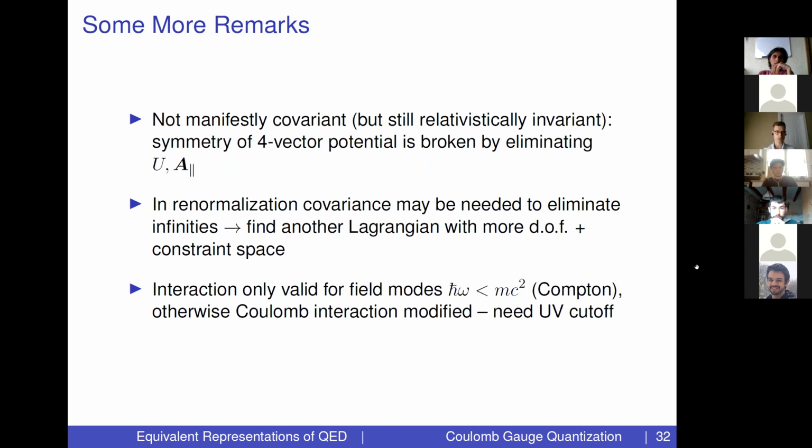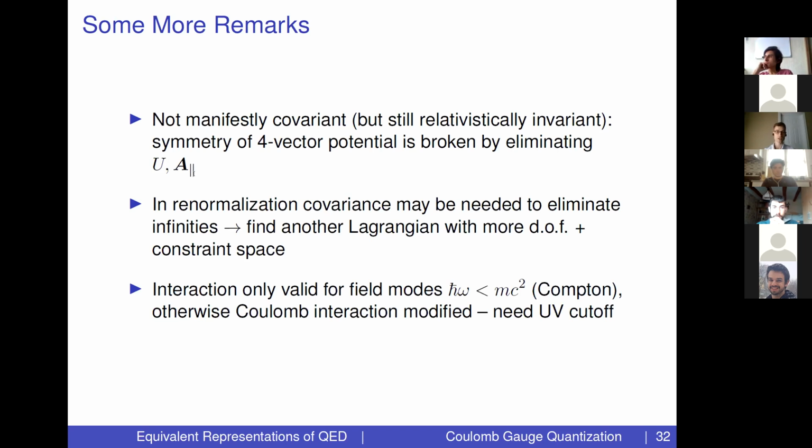And a couple of more remarks. So it is not manifestly covariant if we express it in terms of the vector and the scalar potential, just because we break the symmetry of the 4-vector potential, since we eliminated the scalar potential and also the longitudinal component of A. Of course, it's still relativistically invariant if we also take into account the relativistic description of the particles.